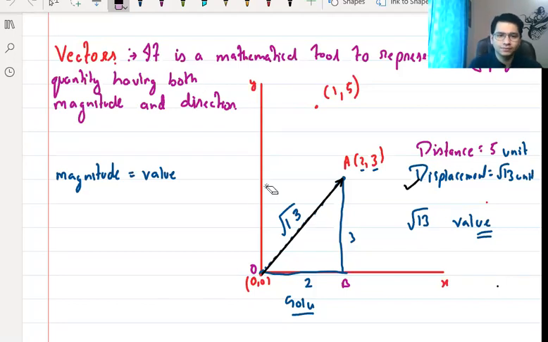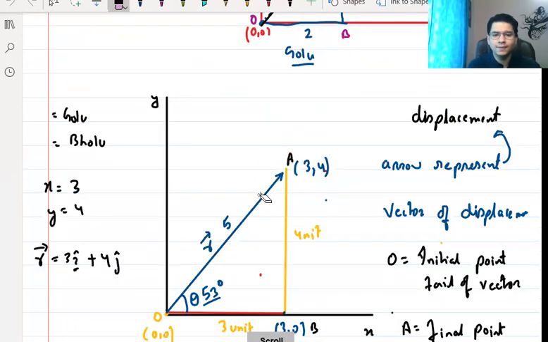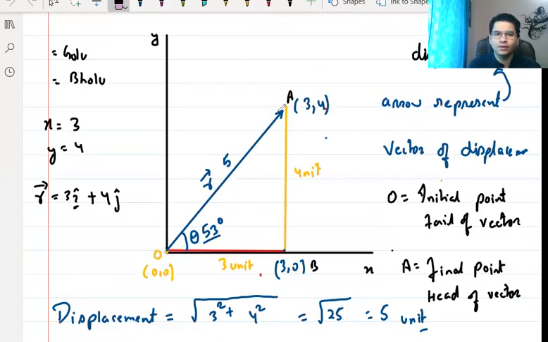Okay. Suppose I have a point which is (3, 4), and this guy Golu went from O to B and then B to A. So this is 3 unit and this is 4 unit. This blue arrow represents a vector because it connects the initial point and the final point. So Golu went from point O to point A like this. If someone asks where Golu went, you will point in that direction.